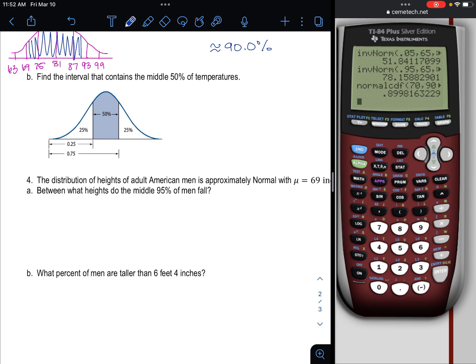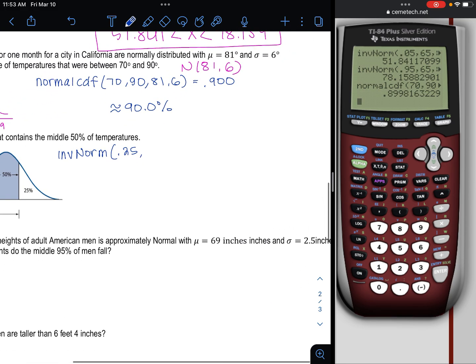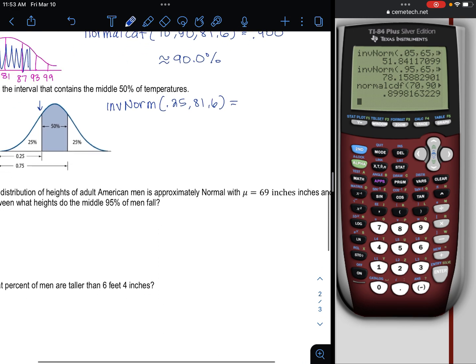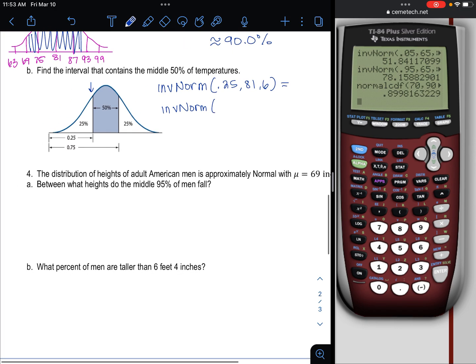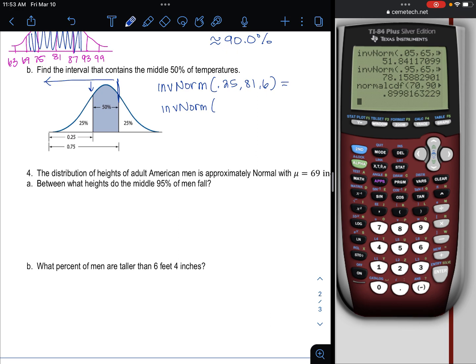All right, next question. Find the interval that contains the middle 50% of temperatures. So I'm not looking for a percentage. I'm looking for two x values, this x value and this x value. So I'll start with the one on the left here. I'm using inverse norm if I'm looking for an x value. I need the shaded area to the left, which is already labeled for me, which is great, which is 0.25, comma, mean is 81, standard deviation is 6. And then I need my other x value, so I'm going to do inverse norm. The area to the left, so this area this way, is 50 plus 25, so that's 0.75, comma 81, comma 6.